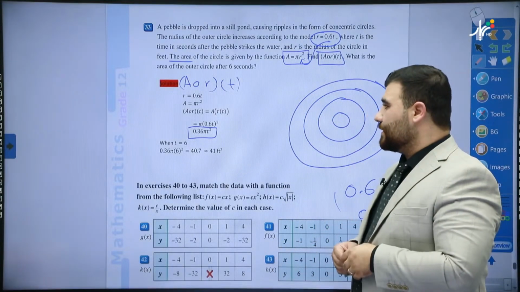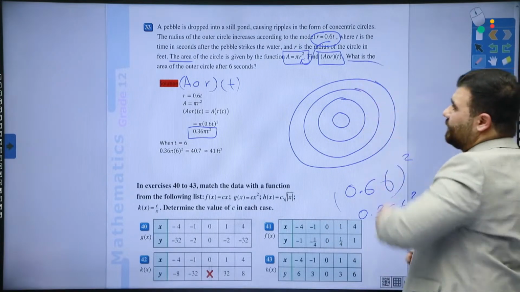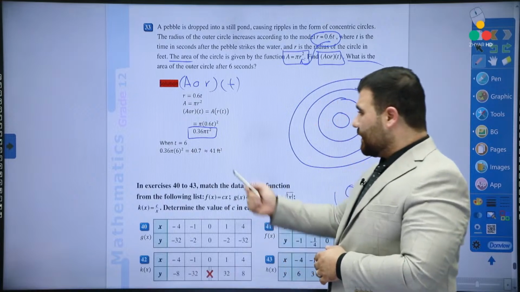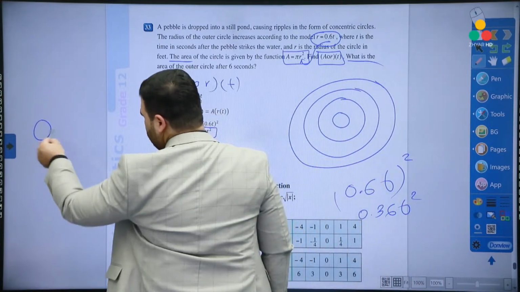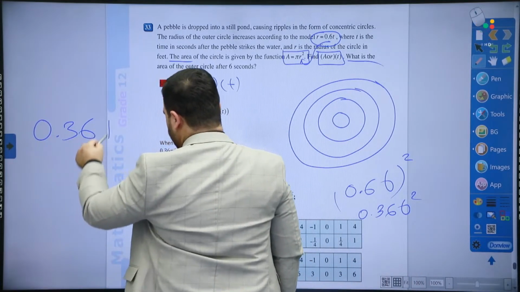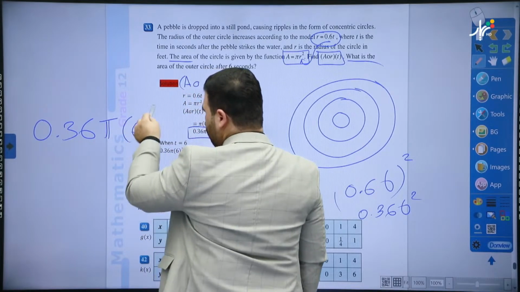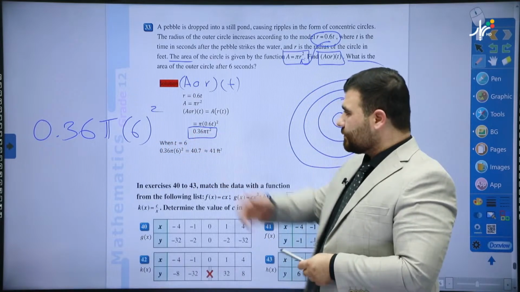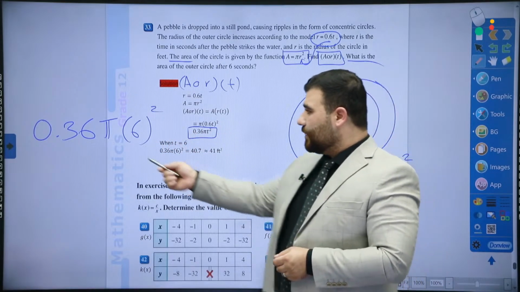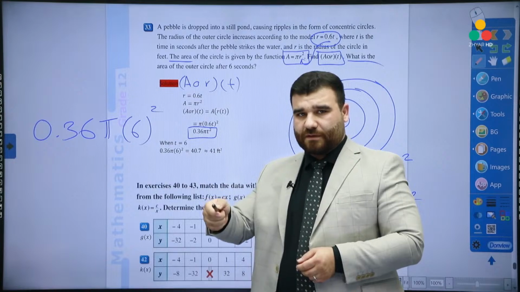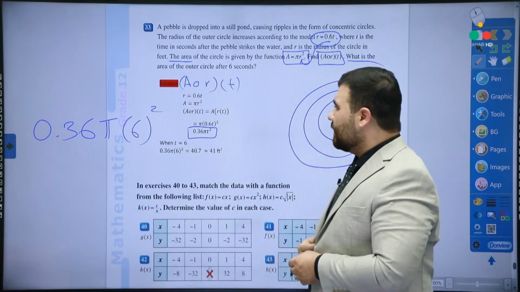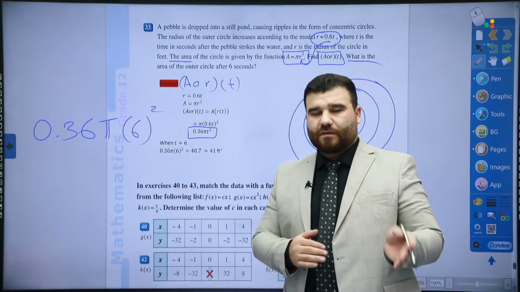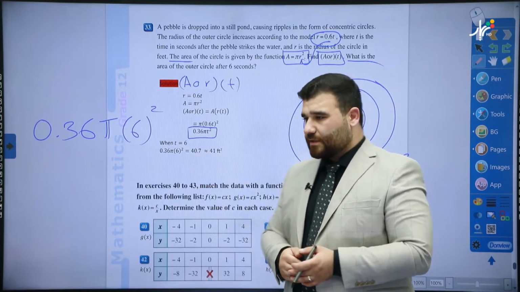Now when t is equal to 6, which is the second part of the question, we only replace this t with 6. Then we have a calculation like 0.36 pi times 6 squared. Calculator is always allowed in grade 12. Use calculator, do the calculation. You can find pi on calculator by pressing shift, then pressing the x10 button, then do the multiplication. You will see the answer at the end is 40.7 and a lot of other decimals.